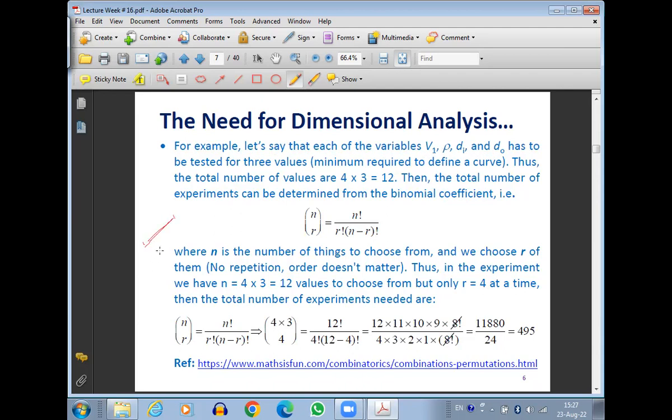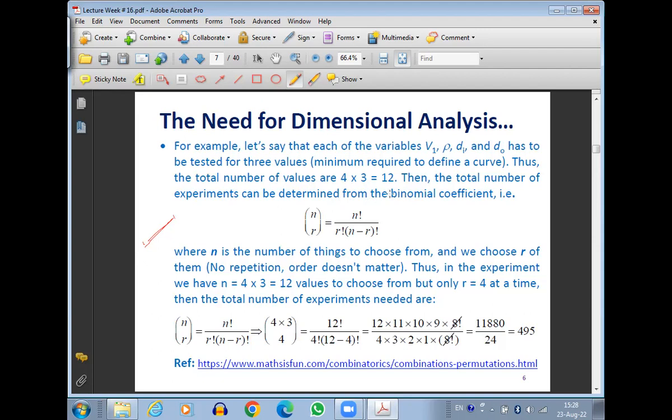But if there is a curve, a third point must be there to ascertain what kind of curve it is. So that's the minimum requirement to have a curve. You need at least 3 points. We are just talking about the minimum number of experiments needed. Thus, because we have 4 variables and we need 3 experiments for each, 4 multiplied by 3 means 12 values are needed.